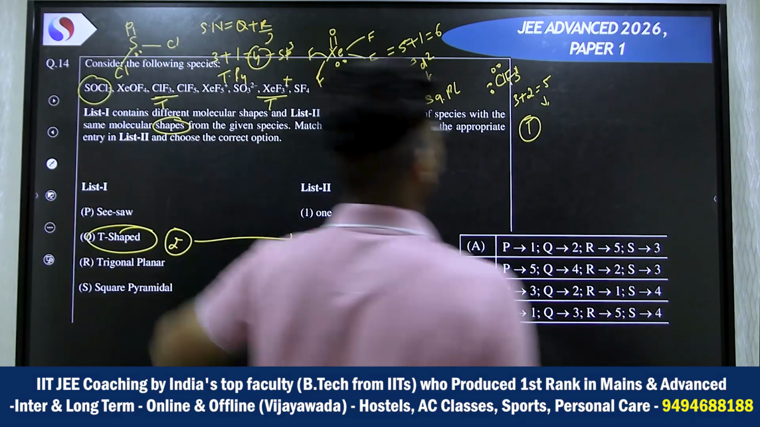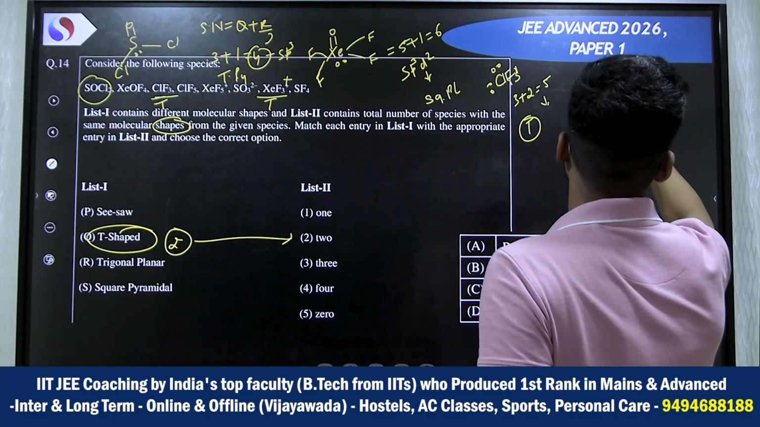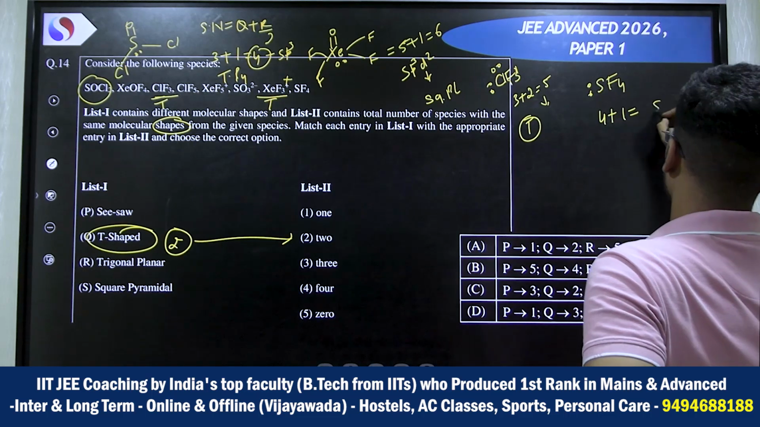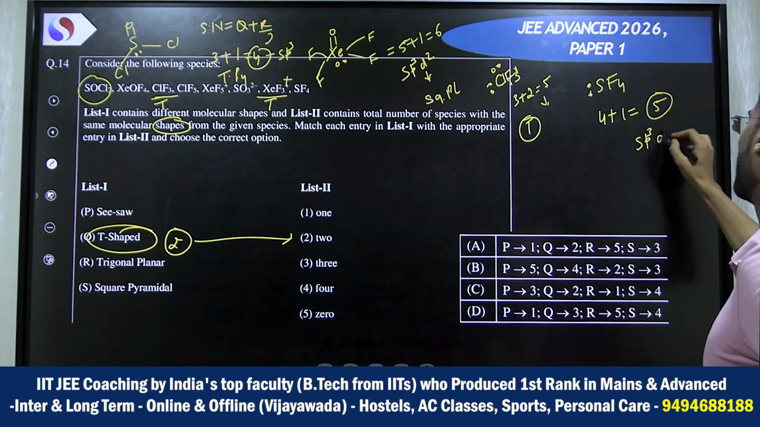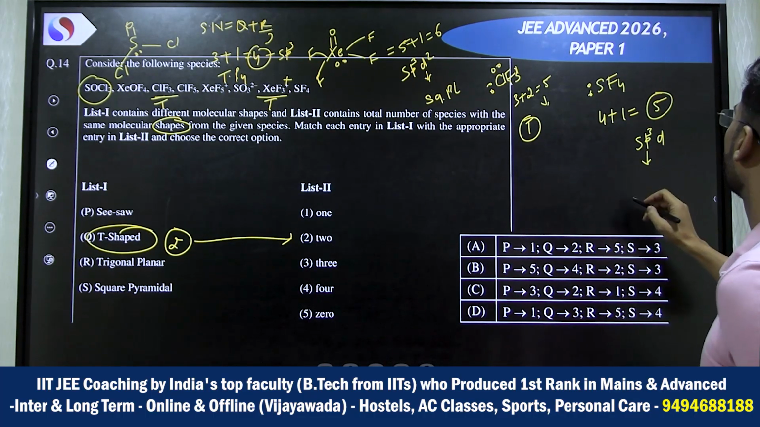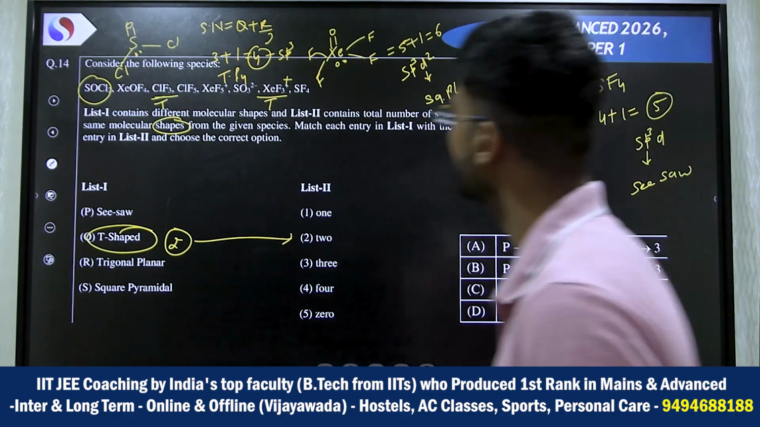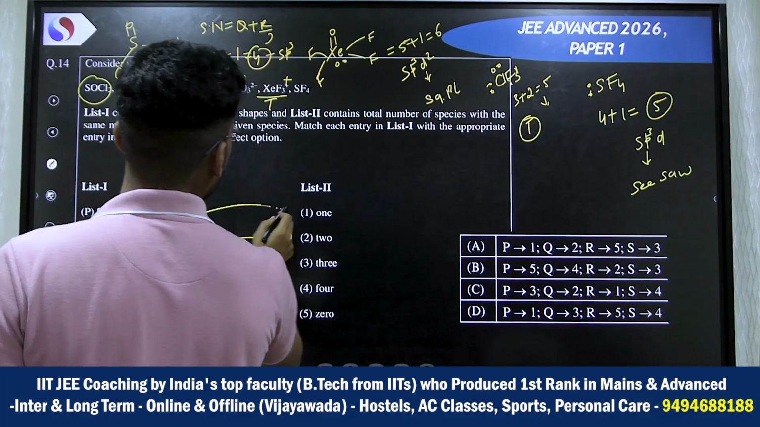SF4, let me check for SF4. SF4 means 6 electrons, 1 lone pair of electrons will be there. Sigma bonds 4, 1 lone pair of electrons, it is 5. 5 means sp3d. So sp3d means trigonal bipyramidal, with 1 lone pair of electrons, the shape will be seesaw. So seesaw, it is only 1.